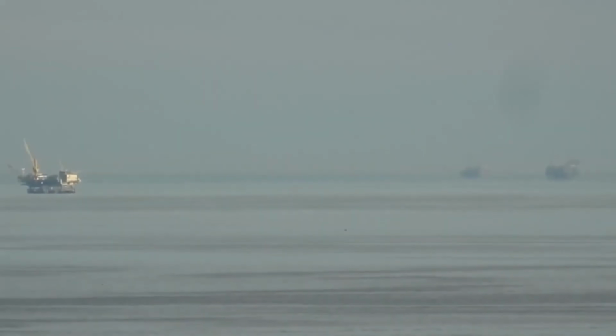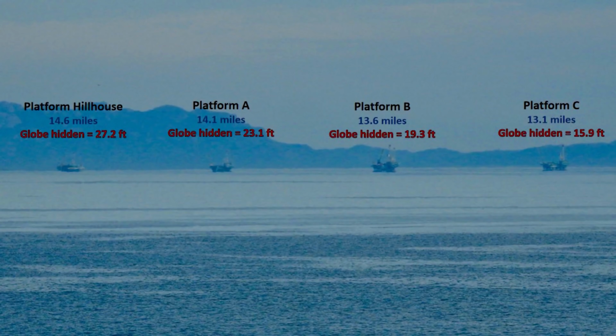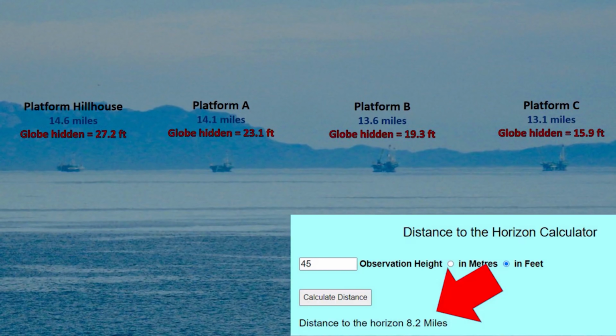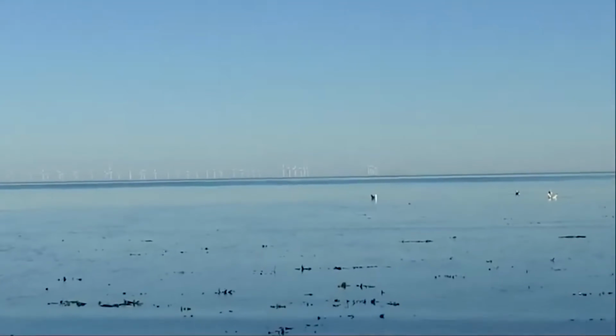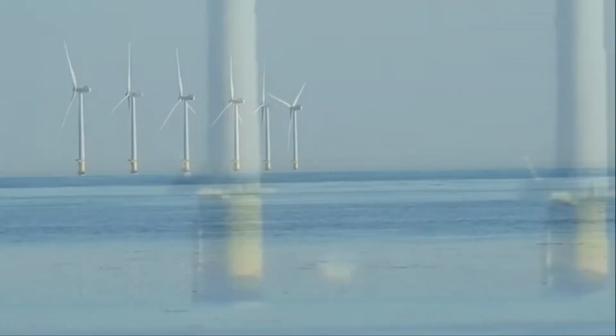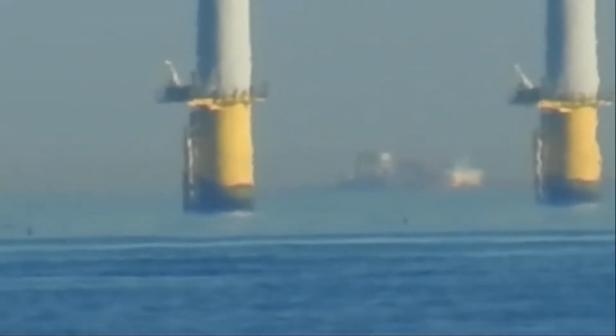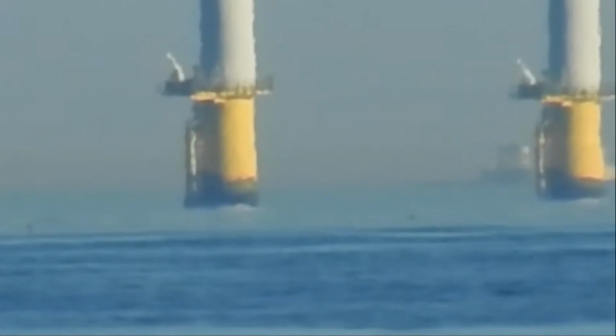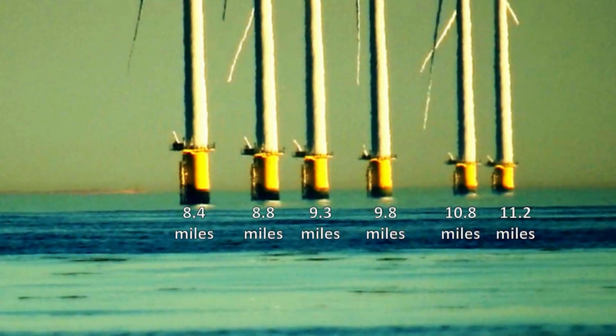Again, there is no bulge and no geometric horizon. The globe fails. For this test, filmed by an engineer, the globe horizon would have to be closer than 8.2 miles. Instead, the apparent horizon is well beyond 14.6 miles. The globe fails. For this test, filmed by a PhD, the horizon would have to be closer than 2.3 miles. Instead, the apparent horizon is many miles beyond 11.2 miles.